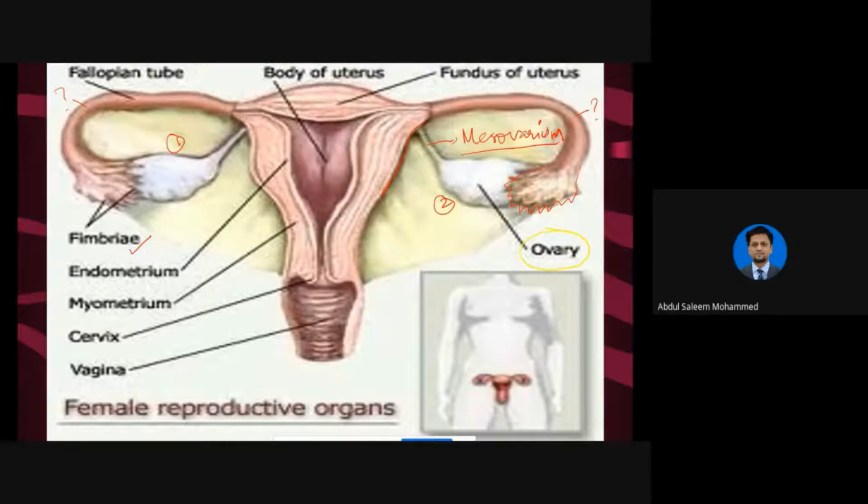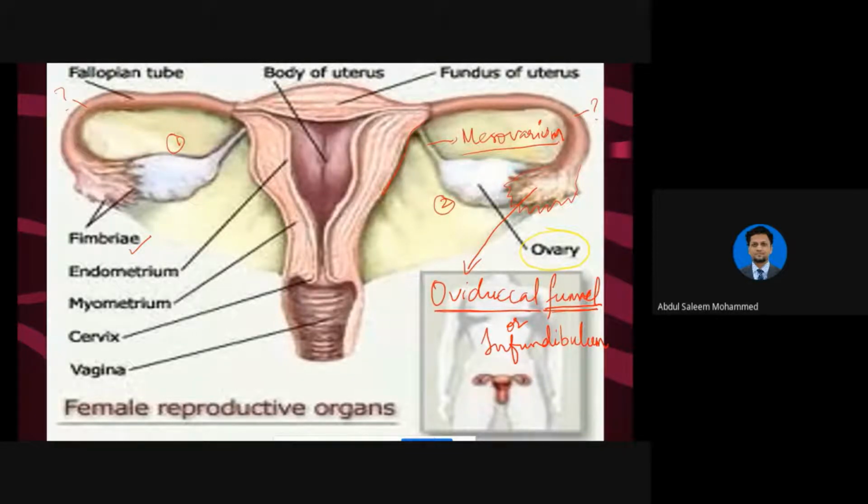So this expanded part of the oviduct is known as the oviducal funnel. Why is it known as oviducal funnel? Because the shape of this part of the oviduct is funnel-shaped, and it is helpful in receiving the ovum after ovulation. So it is called the oviducal funnel, or it is known as infundibulum. Those are the different names given for this infundibulum.